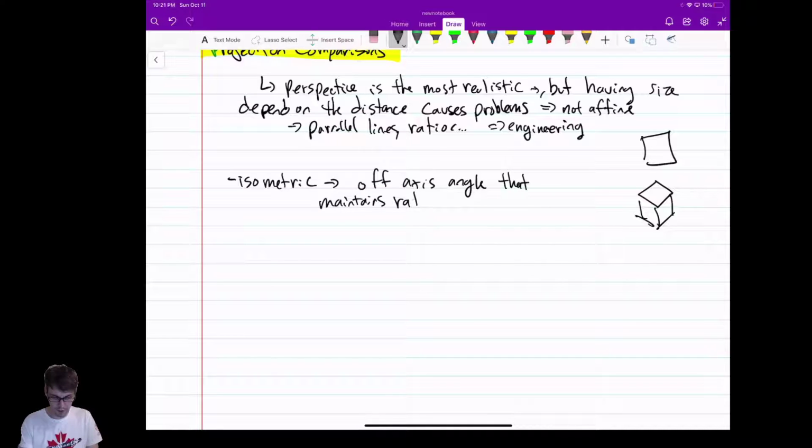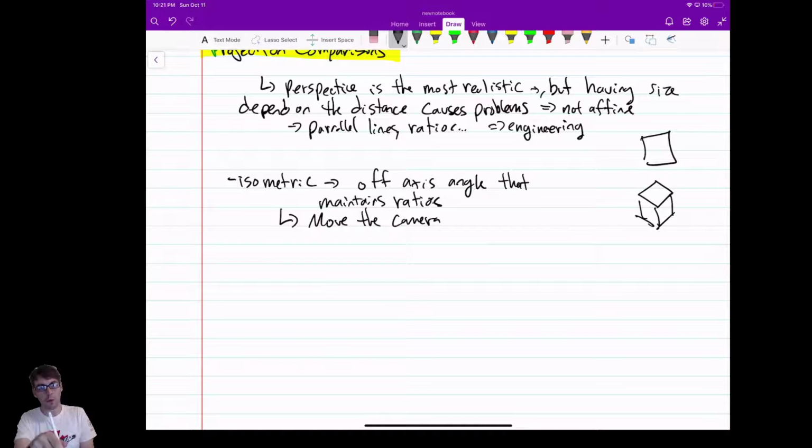So it looks kind of 3D, and we can see the depth and the angles, but we maintain the ratios, we maintain the parallel lines. So that's isometric. These are done by moving the camera to the point where we want, then doing ortho. So these are actually pretty easy to do. We move the camera exactly where we want, we do ortho, bam, we maintain everything.